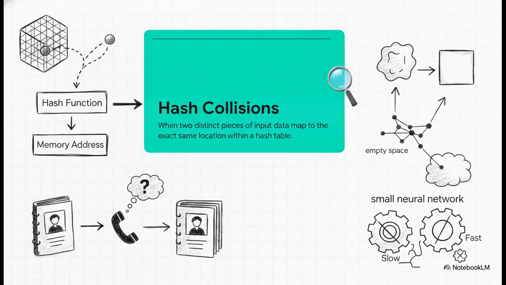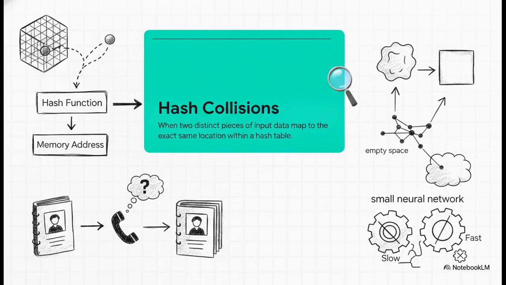A hash function's job is to take an input, like our 3D grid coordinate, and spit out a memory address. But because our high-resolution grids technically have more intersection points than we have allocated memory slots, the hash function will inevitably take two completely different points in 3D space and map them to the exact same memory address.